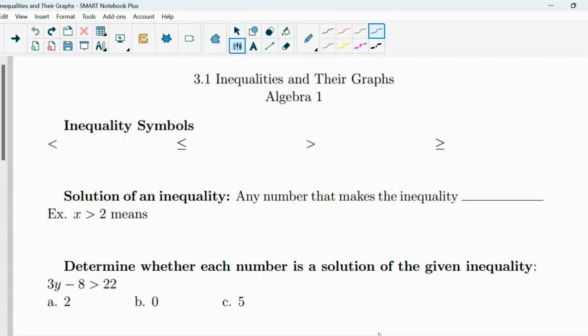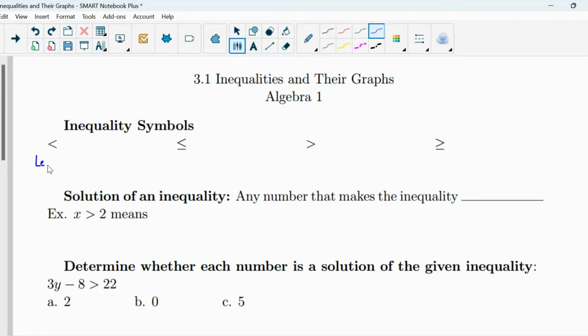Inequalities and their graphs is our first lesson in chapter 3, where we will be looking at graphing and solving inequalities of different complexity. So the first thing we should cover is inequality symbols. We have 4 different types of inequality symbols that we'll be looking at.